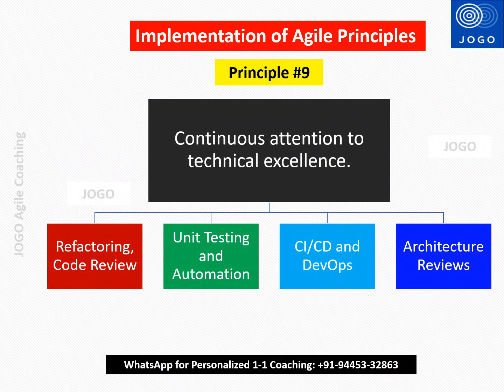Now let's learn how to implement the ninth Agile principle, that is continuous attention to technical excellence. So here the team can learn and implement refactoring, ensuring that code review is done, unit testing and automation testing are in place, DevOps and CI/CD pipeline are available, and architecture review is happening. So by doing these activities, the team will demonstrate technical excellence. As a Scrum Master or Agile Project Manager, we need to ensure that these activities are followed by the team to adhere to Agile Principle 9. Hope this is clear.